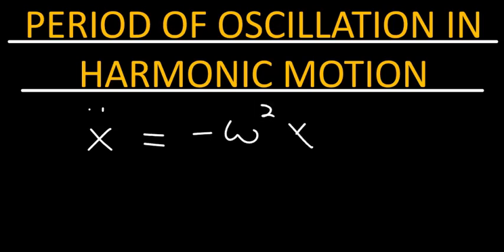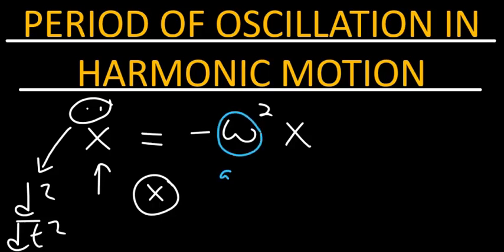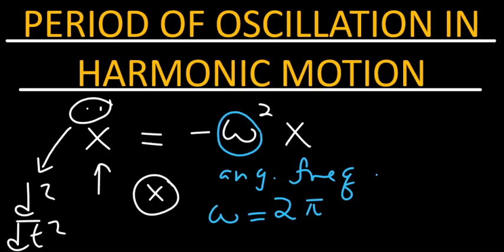x double dot equals minus omega squared x. This x specifies the coordinate of the object executing simple harmonic motion. The double dot here signifies a time derivative of the second order, like that. Omega is the angular frequency of the system. And as we know, angular frequency is related to period of oscillation in the following manner. So if you know omega, you can figure out T, the period.